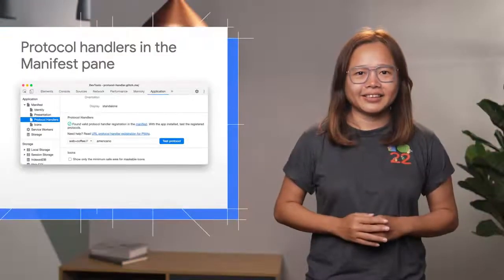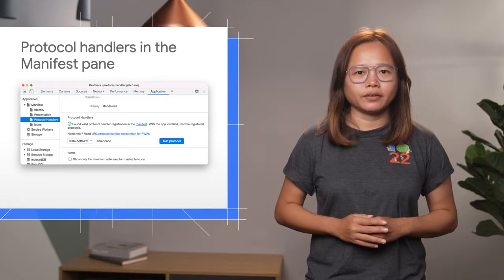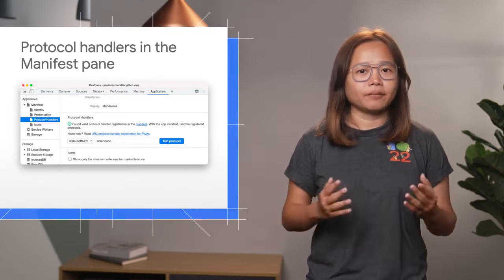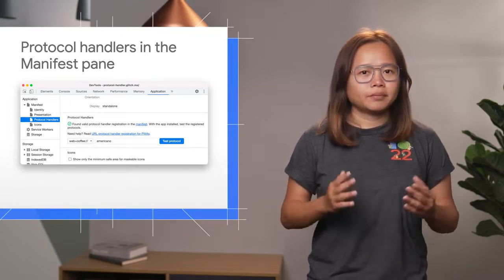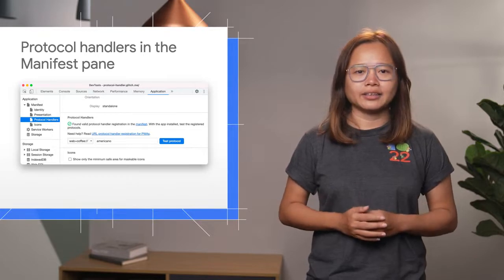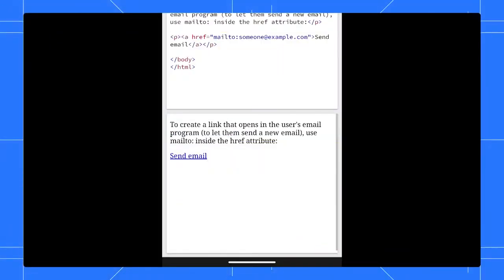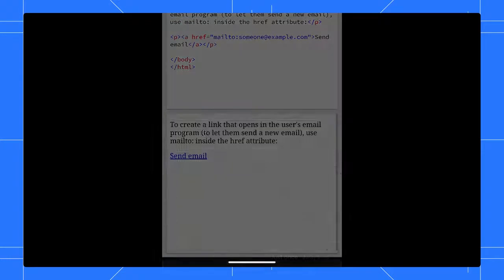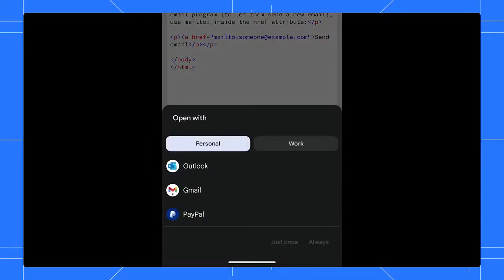Next, you can use DevTools to test the URL protocol handler registration for PWA. Protocol handler is not a new concept. In your mobile phone, when clicking on a hyperlink with a mail-to URL, you are given a few options to open it with native email apps. These options are shown because these apps support the mail-to URL scheme.